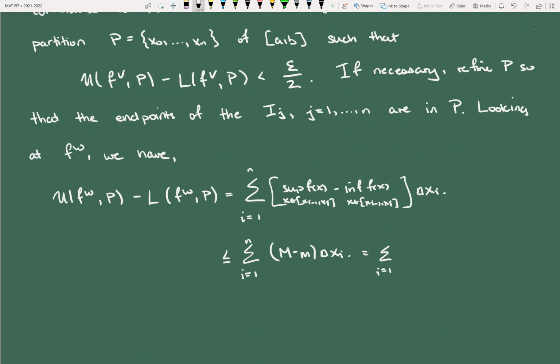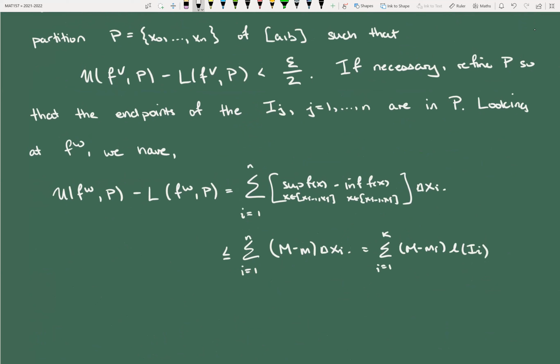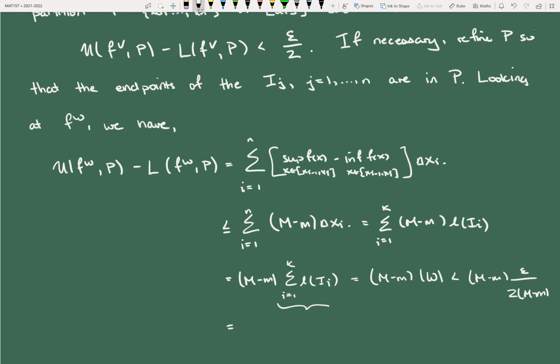So this will be the sum from i equals 1 to k, M minus m_i times the length of I_i, right? And if I pull out the M minus m portion, oops, not m sub i, just m. This thing right here is precisely the size of that polyinterval. And that thing was, by construction, less than epsilon over 2(M minus m). And that's equal to epsilon over 2, right?